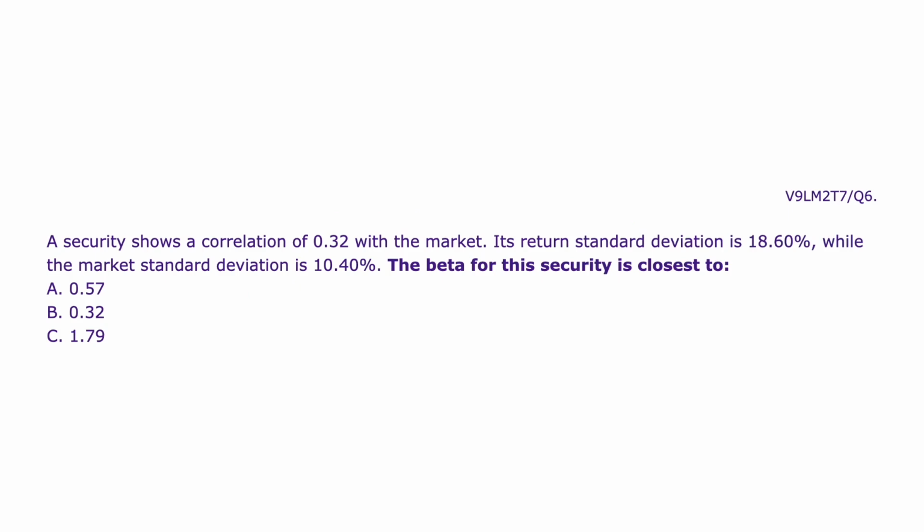A security shows a correlation of 0.32 with the market. Its return standard deviation is 18.60%, while the market standard deviation is 10.40%. The beta for this security is closest to: A. 0.57, B. 0.32, C. 1.79.